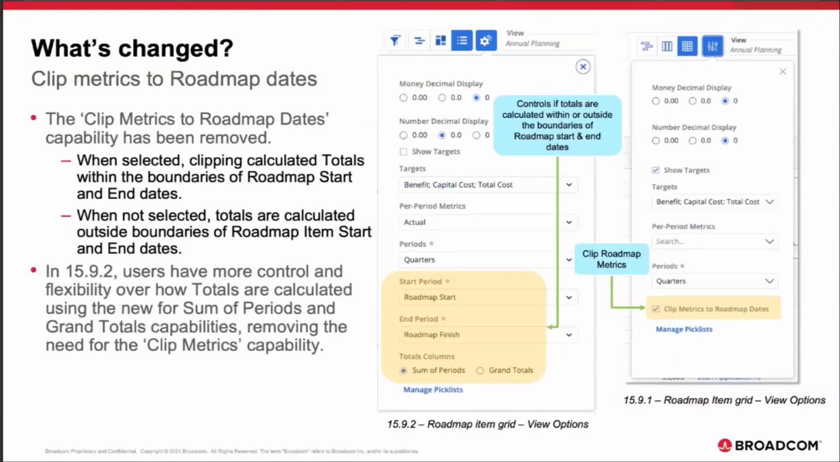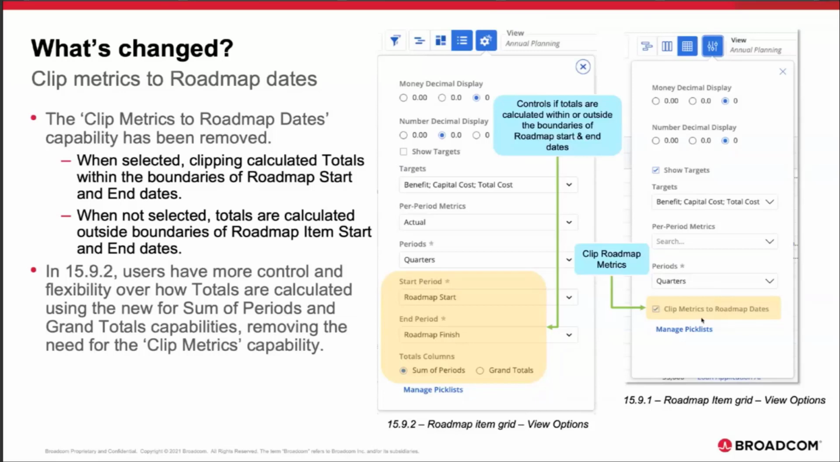Clipping. In 15.9.2, the clip metrics to roadmap dates capability has been removed. As a refresher, when that was selected, clipping calculated totals within the boundaries of the roadmap start and end dates. When it wasn't used, totals were calculated using the outside boundaries of roadmap item start and end dates, essentially ignoring the roadmap start and end dates, and that was kind of the desired effect.